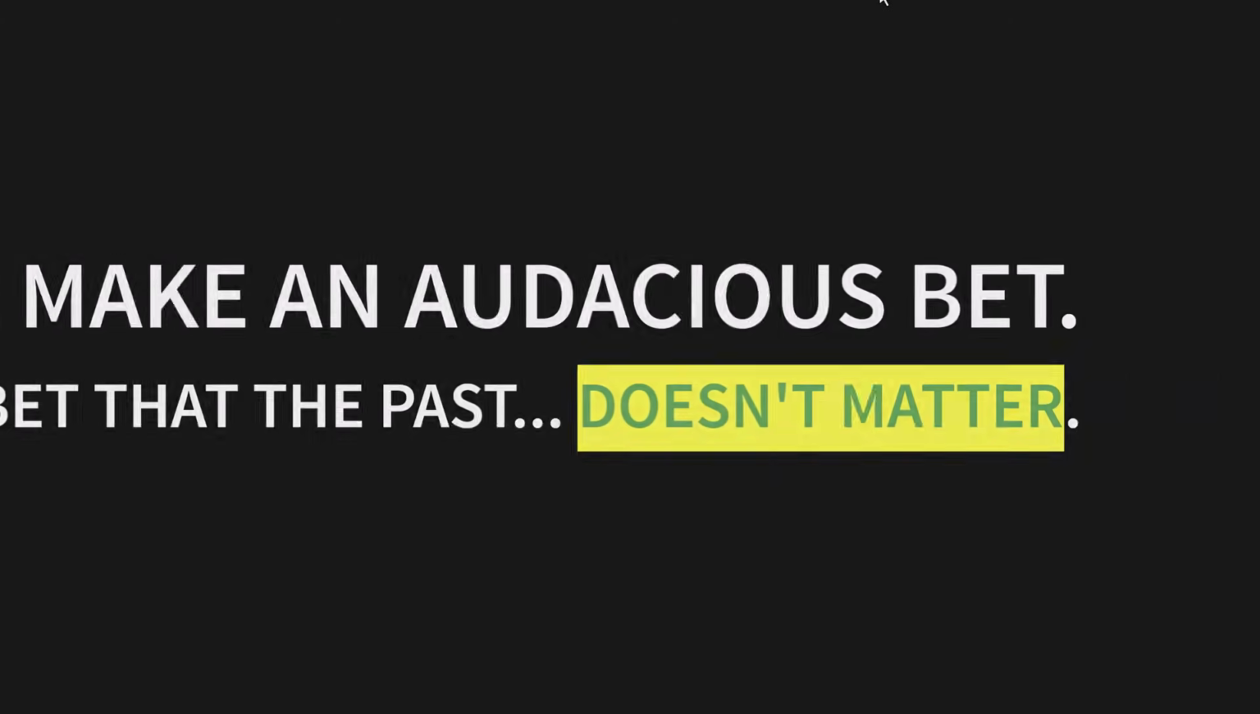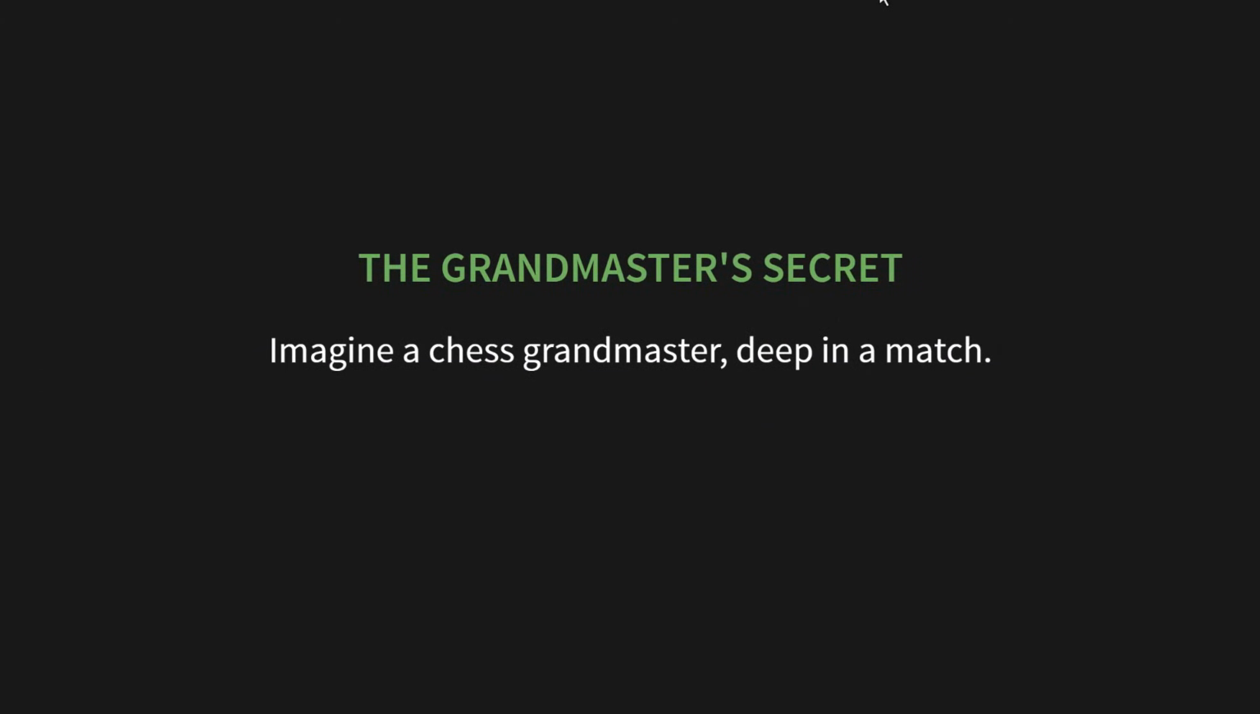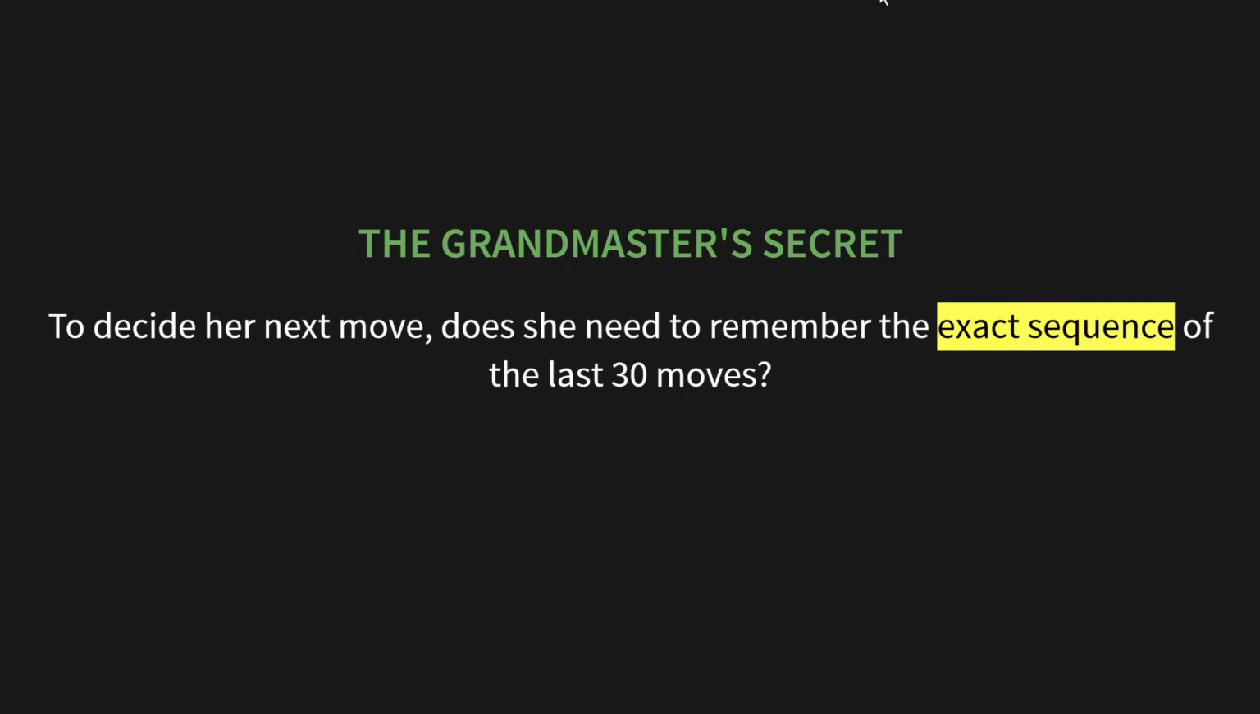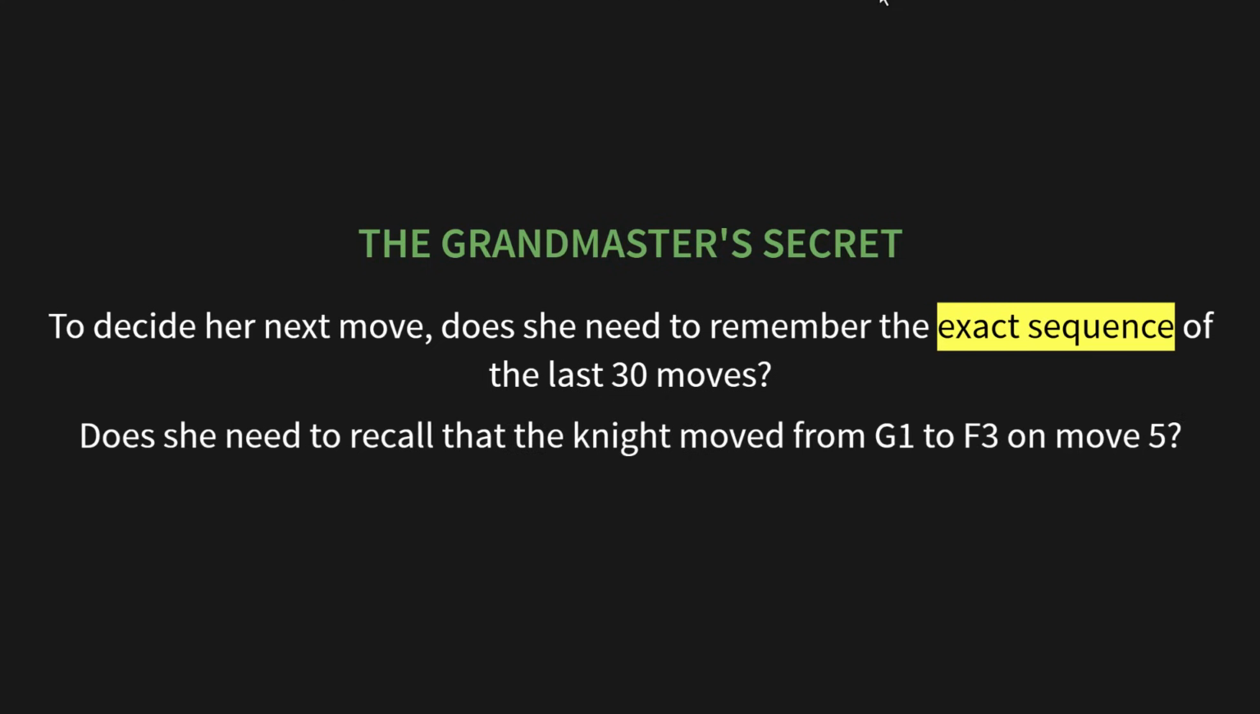Let me explain with an analogy. Imagine a chess grandmaster deep in a match. The board is this complex battlefield, pieces locked in a delicate dance. To decide her next move, does she need to remember the exact sequence of the last 30 moves that led to this specific position? Does she need to recall that the knight moved from G1 to F3 on move 5? No, of course not. She just needs to look at the board.